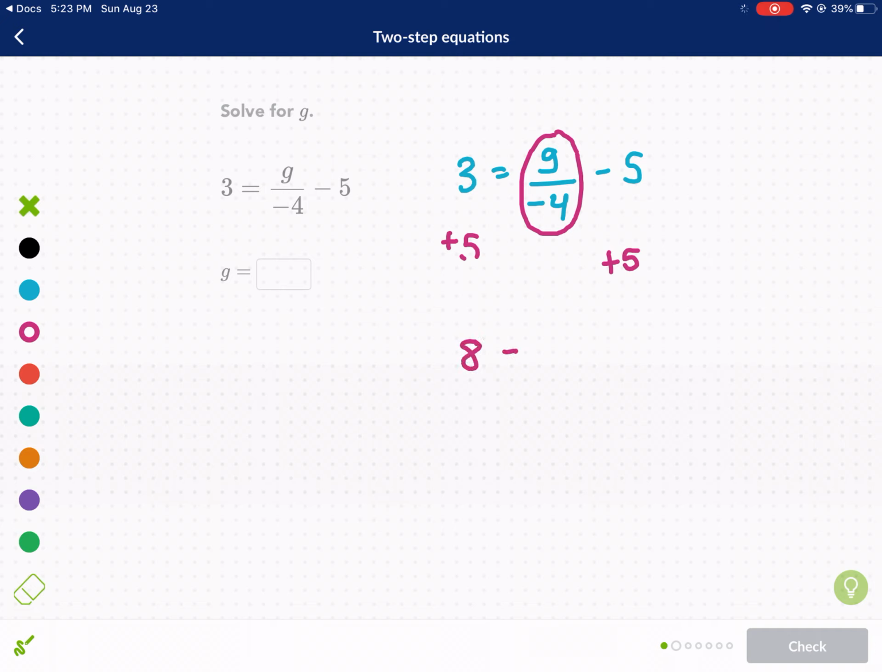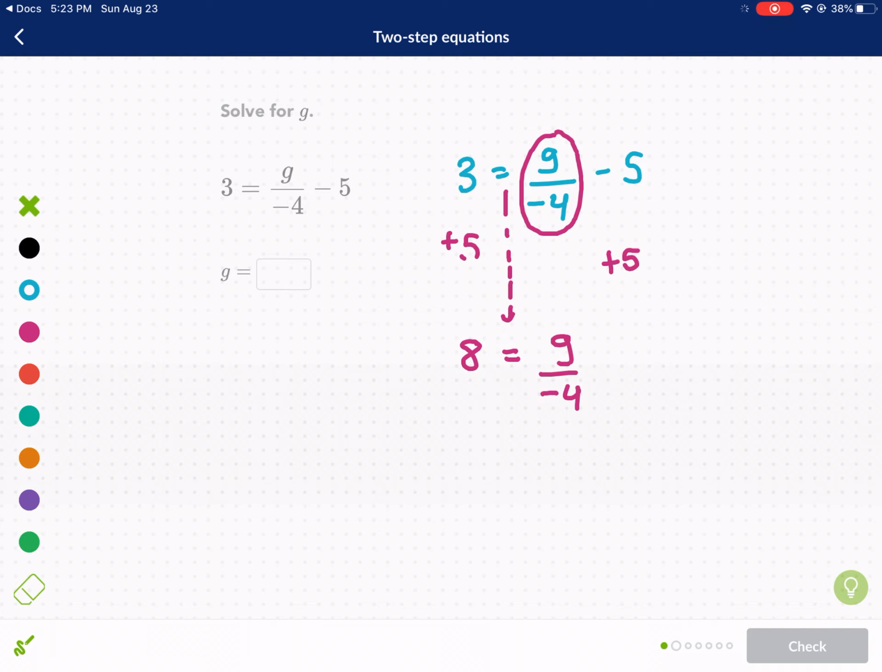Take it line by line. Okay, write the equal sign again. Always keep this equal sign in line with the one above it. And then we have G divided by negative 4. Now we're in a dilemma. Not a dilemma, but just a new situation. We have divide by negative 4.